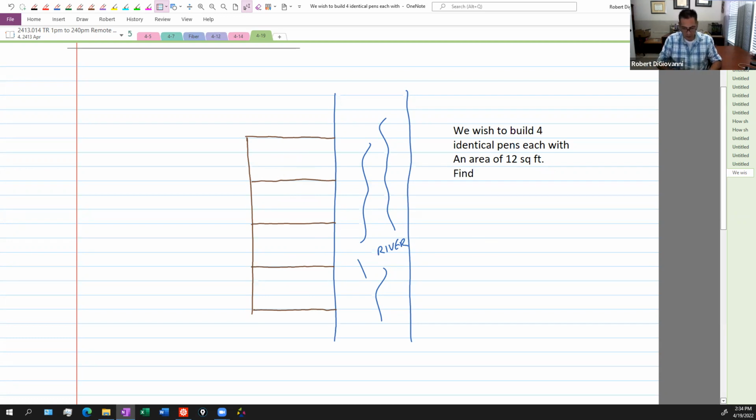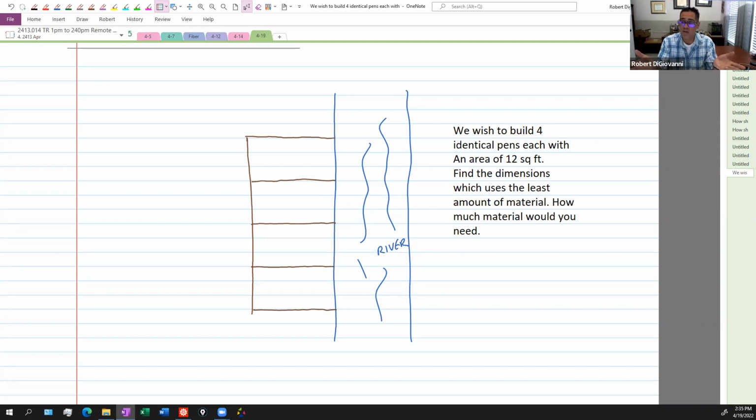Find the dimensions which use the least amount of material. How much material would you need? These are 2 different questions. The first one is just, hey, what are the dimensions of the pen going to be in order to use the least amount of material? And then I want to know how much material you would have had to have used. Right, that should be a question, huh?